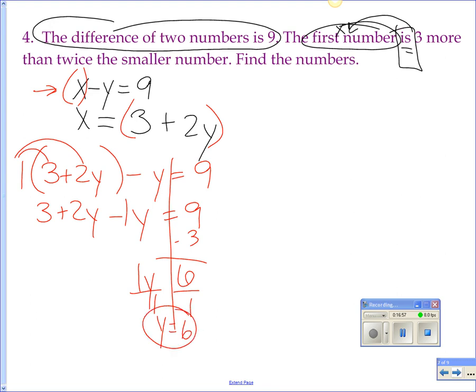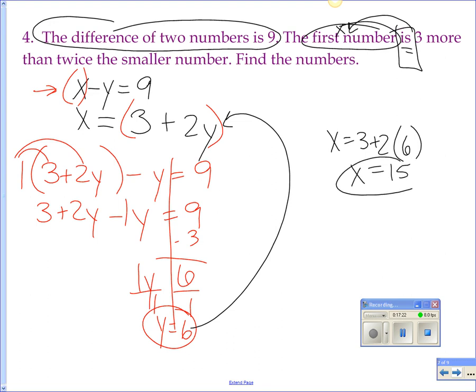Okay? All right, Monica, the best place to plug this one in is the one that's solved for. So what do I write right there? Very good. Okay? Do parentheses first. Tamara, what's 2 times 6? Plus 3. Very good. So x is 15. Okay.